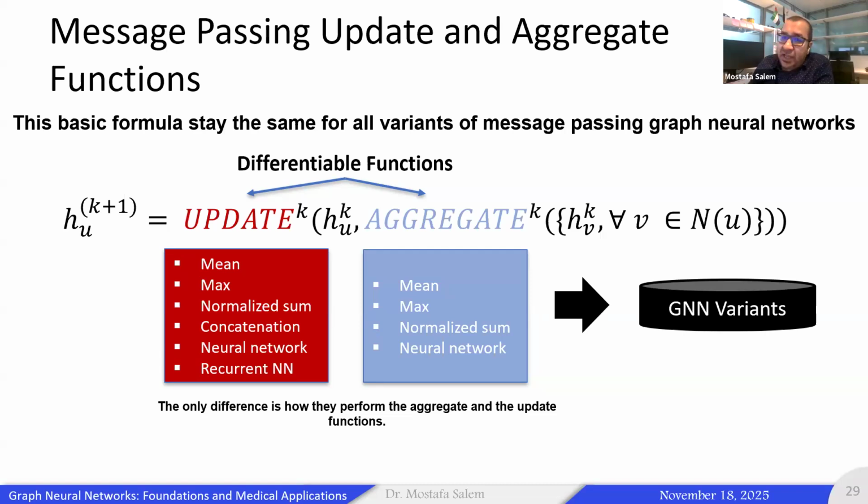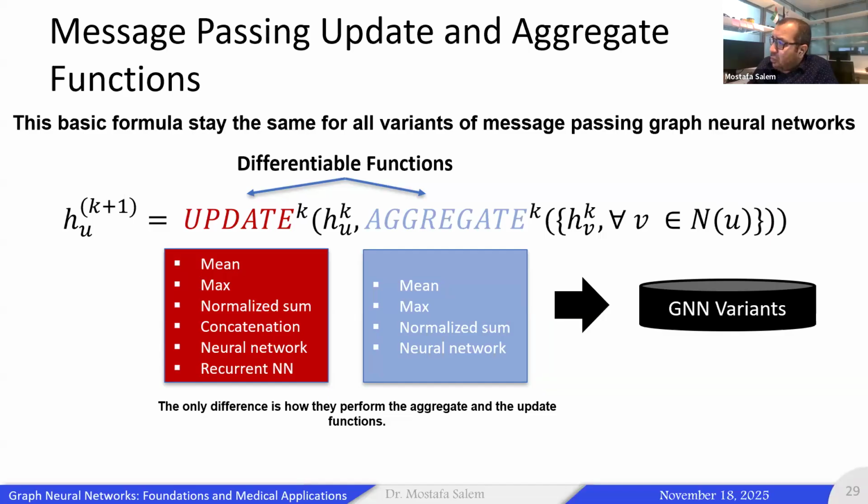Each combination of update and aggregate gives you a kind of GNN. If I use mean and mean for update and aggregate, this is a GNN. If I use max and mean, this is another GNN. If I use max and normalized sum, this is a different kind of GNN. All of these we call GNN variants. So a GNN variant is the same GNN, but you have to determine which function you are going to use to do the aggregation, and which function you are going to use to do the update.